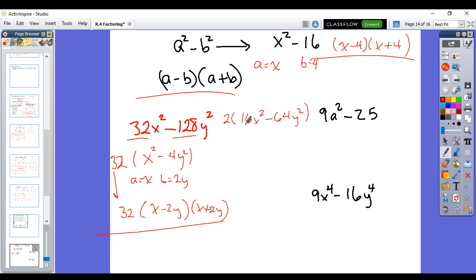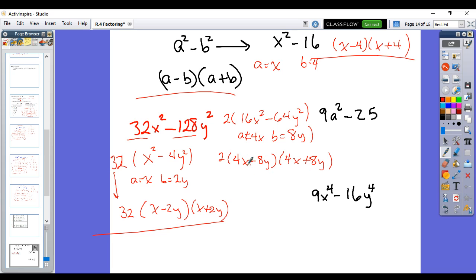All right, let's look at this. What times what gives me 16x squared? 4x. That means we can say a equals 4x. What times what gives me 64y squared? 8y. So then we can say b is 8y. So then we factor this out. We say 2, then parentheses 4x minus 8y, and then 4x plus 8y.